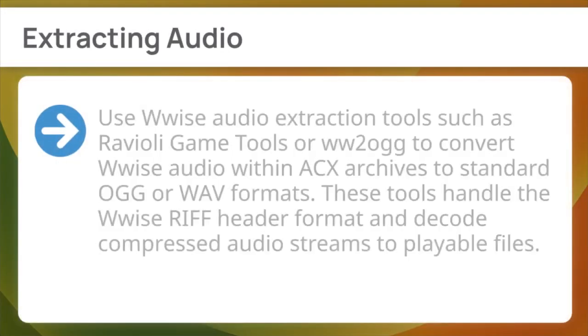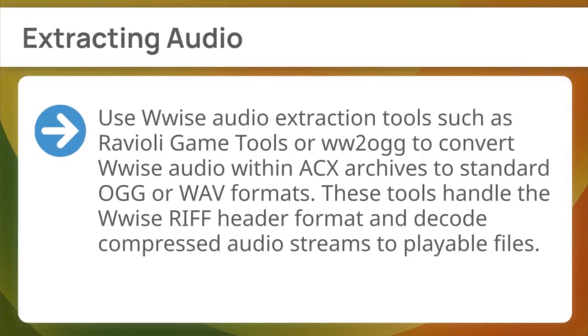First, extracting audio. Use Wwise audio extraction tools such as Ravioli game tools or ww2ogg to convert Wwise audio within ACX archives to standard OGG or WAV formats. These tools handle the Wwise RIFF header format and decode compressed audio streams to playable files.